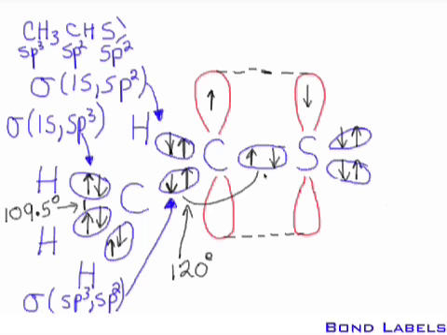What about the carbon-sulfur sigma bond? The blue one here. Well, this blue one is also a sigma bond. Sulfur's sp squared, carbon's sp squared, so it is a sigma sp squared, sp squared. And again, the order you write these labels down is not crucial.